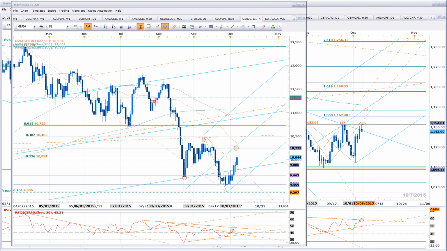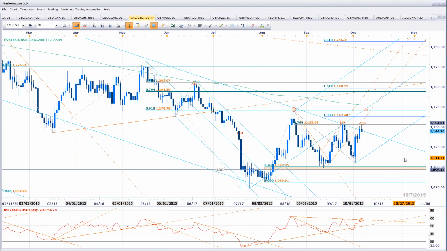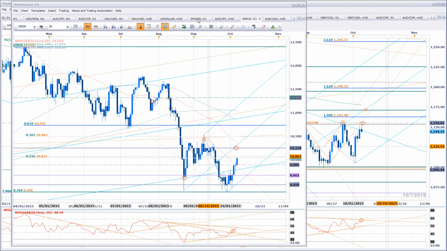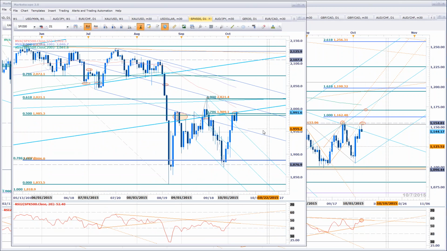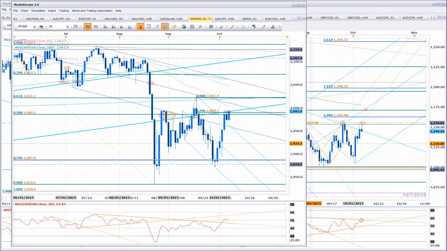Last but not least, oh, we went over the S&P, right? We got that one as well. So those are the three markets that I'm sort of focused on.